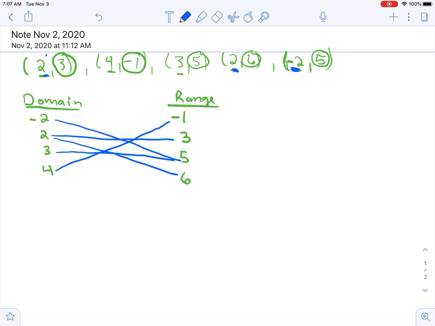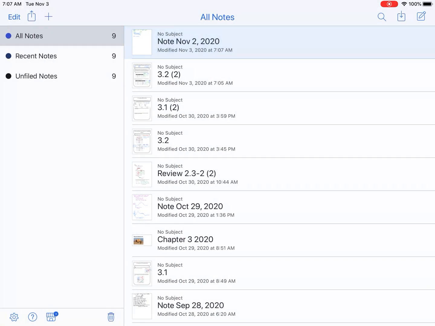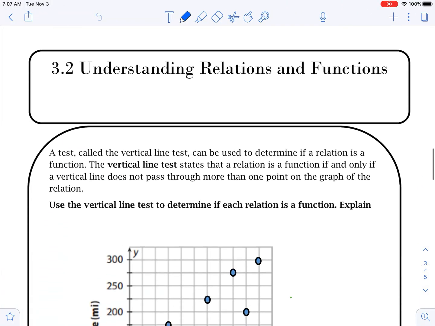So again, if you look at this 2, see how it repeats itself? So this would not be a function, because this x value right here has 2 y values. And if you look at it, see how it has 2 lines coming from it? So it's not a function. It's okay if the range has a repeat, but the domain can't. So back to our notes.